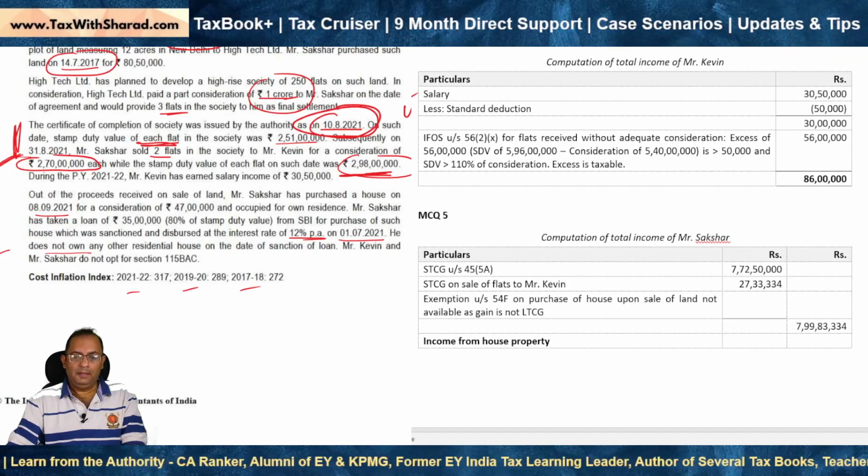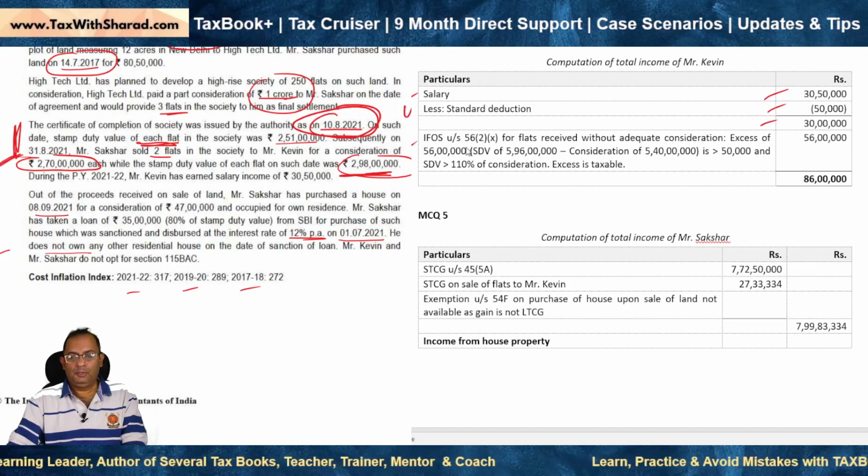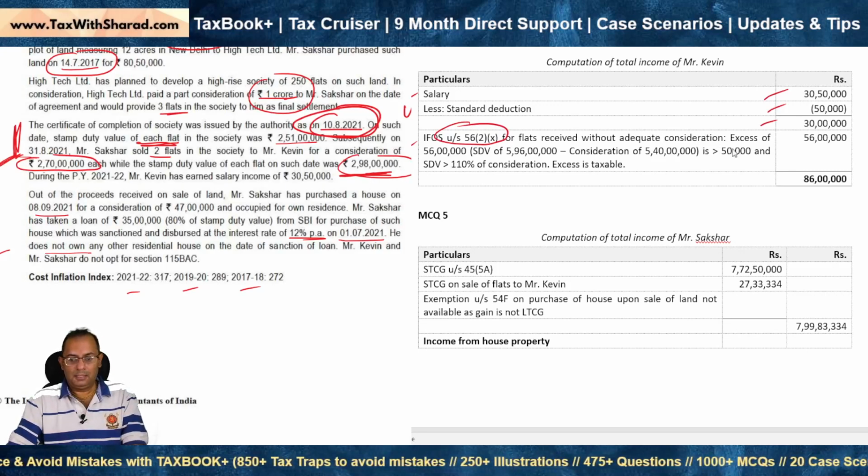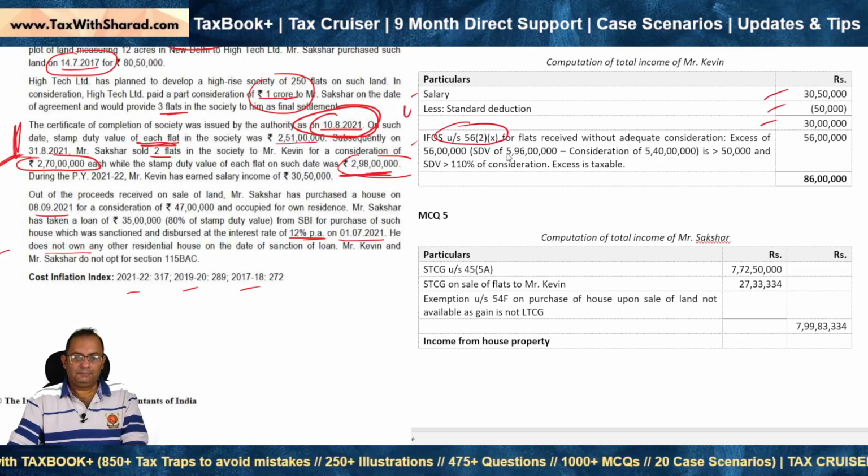One is the salary. Okay, the amount is given of 30,50,000, and then we reduce standard deduction and 30 lakh comes. And then income from other sources will also apply because taxation will happen under section 56(2)(x) because flats have been received without adequate consideration. There is a gap between actual consideration and the stamp duty value. So excess, which is the excess of stamp duty value of 5 crore 96 lakh over the consideration of 5 crore 40 lakh, is the gap.